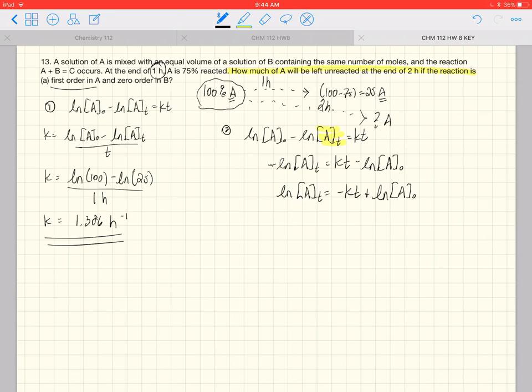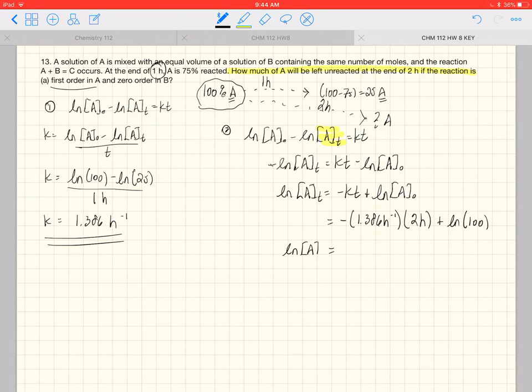All right, and on the right-hand side here, let's just evaluate what we have. K is 1.386 reciprocal hours. Time is 2 hours. Okay, and then we want to add the natural log of A naught, which is 100. Okay. And let's see what we get. Punch this into your calculator.